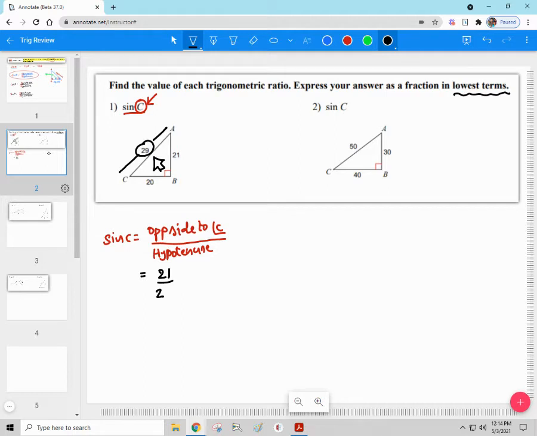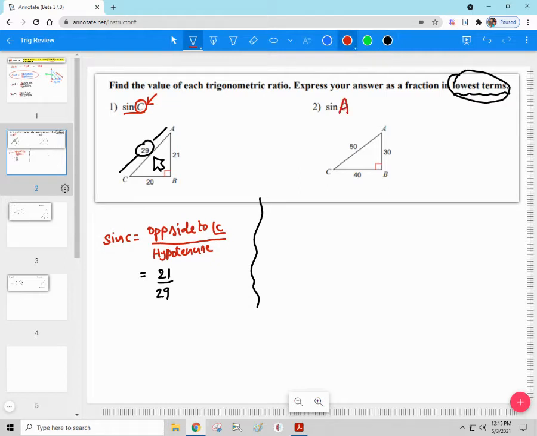Therefore, 21 over 29. You are asked to express in lowest terms. Lowest terms means, can you divide 21 and 29 by any number other than 1? The answer is no. Therefore, that itself is in its lowest terms. Therefore, the value of sine C is 21 over 29. Done? And next, coming to this one, I'm just modifying the question.